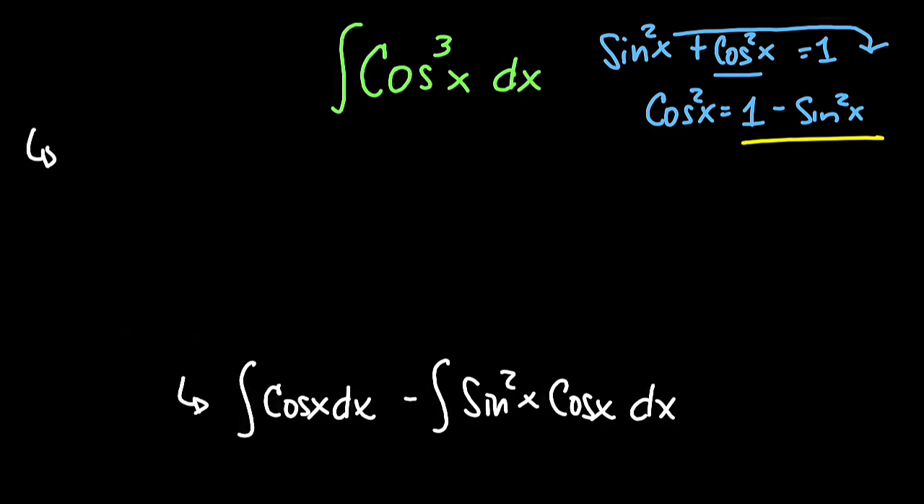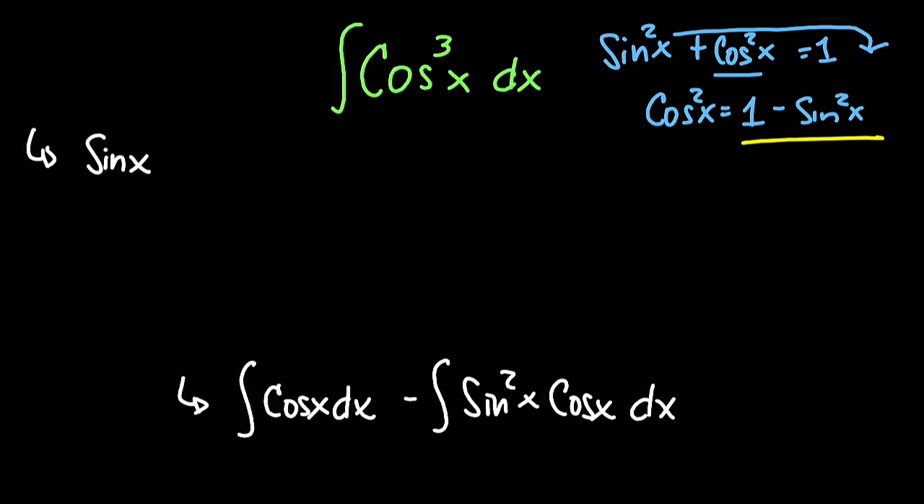Focus on the first part, the integral of cosine of x dx. It is simply equal to sine of x. You can put plus c, but since what we have a second part, it is not yet necessary to put it. Just know that the integral of cosine of x now would be equal to sine x. Now that is done, move on to the second part, the integral of sine squared of x cosine x dx.